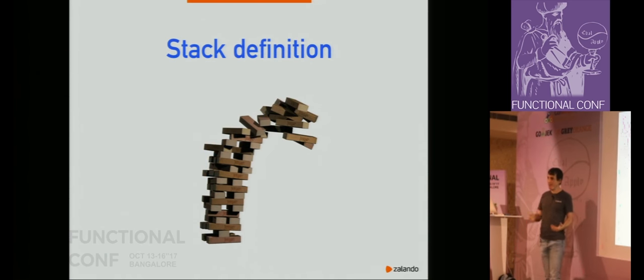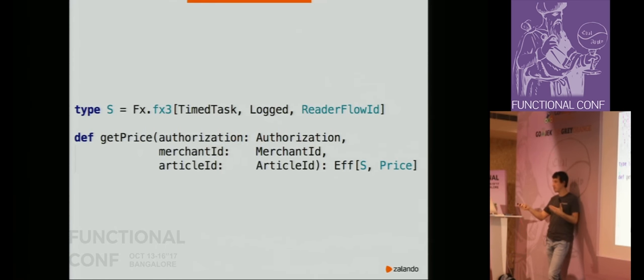Okay, we had some learnings while we tried to use the F monad on a real project, so maybe you can learn about that. The first thing is that in some places we started describing calls like this: okay, if you want to get a price, I will return you an F value with this exact stack containing Time, Task, Logged, and Reader for Flow ID. And this makes your life really difficult, because if you have another call with a different concrete stack, you will have to reconcile the two stacks together. It's not impossible to do, but it's actually quite hard.